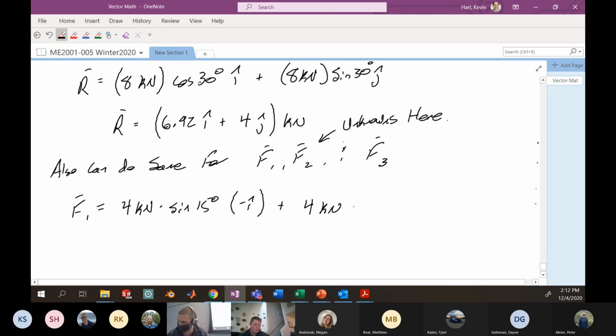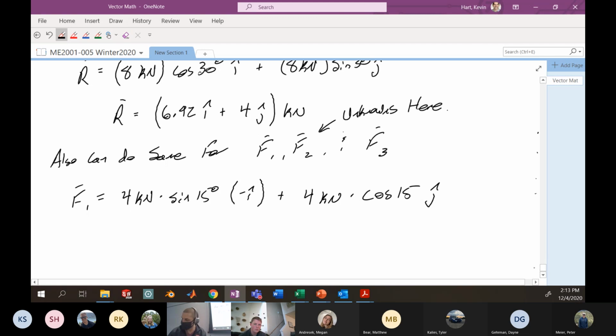Okay, so continuing with my y component, here 4 kilonewtons times cosine 15 degrees in the j hat. With my force F1, I'll have a slight negative component in I, so negative 1.04 I hat plus 3.86 j hat.